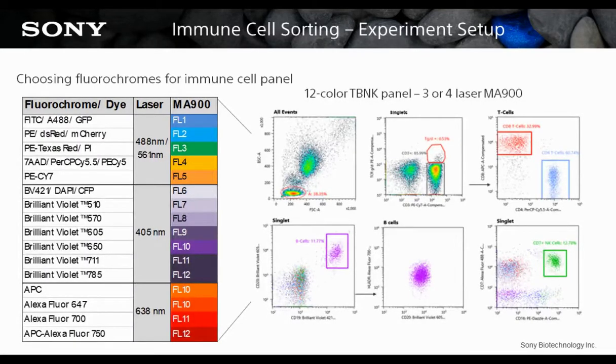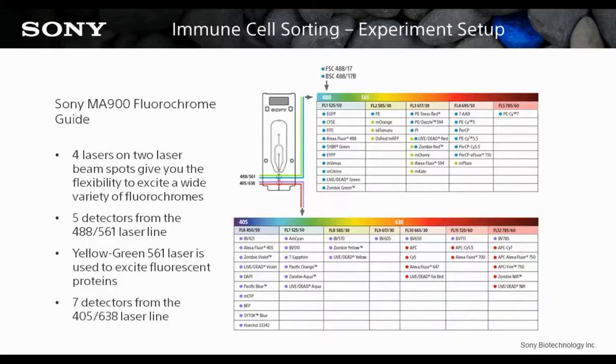Peripheral blood mononuclear cells, or PBMCs, are the classical example of a multicolor sample type. Although these cells are easy to work with, small and generally clog-free, there's a wide variety of subpopulations with drastically different functions. Therefore, we typically identify the target cells with a lot of different markers and fluorochromes. Here you can see an example of a 12-color TBNK panel on a 3 or 4 laser MA900 instrument.